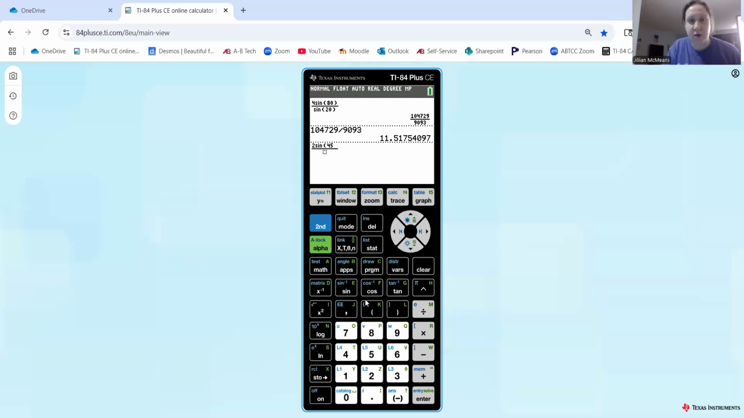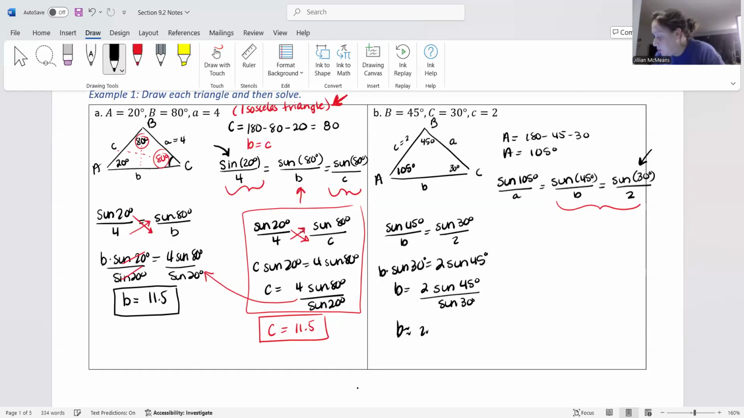Okay, so we have 2 times sine of 45 divided by sine of 30. And we're going to round to one decimal place again. So we get 2.8. Okay, so 2.8 is the length of side b. So we can say b is approximately 2.8.